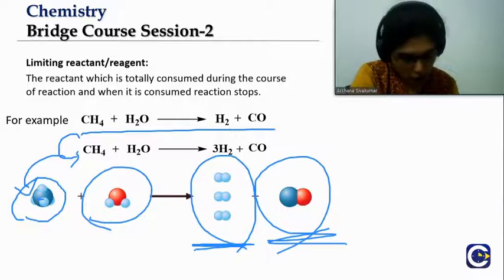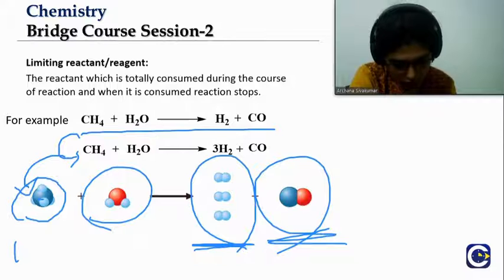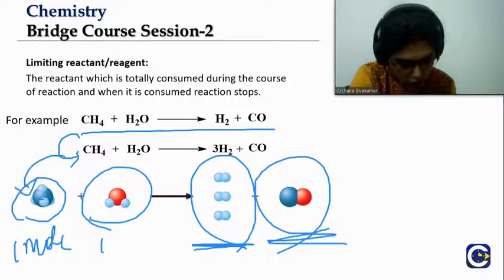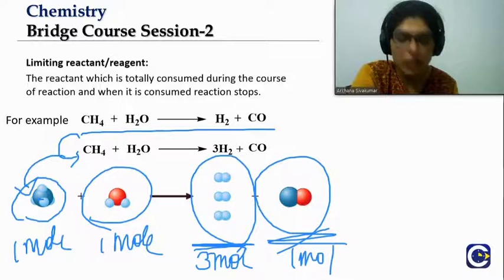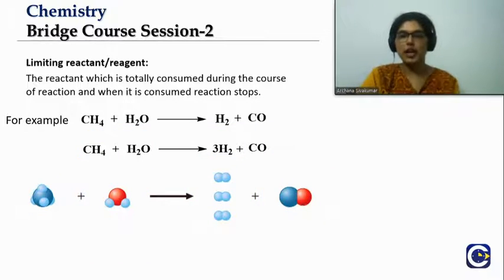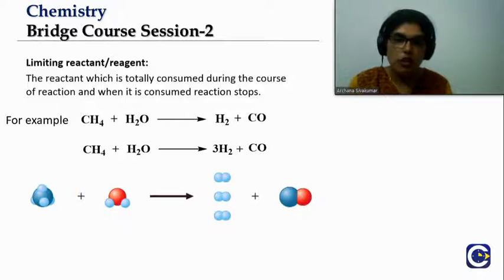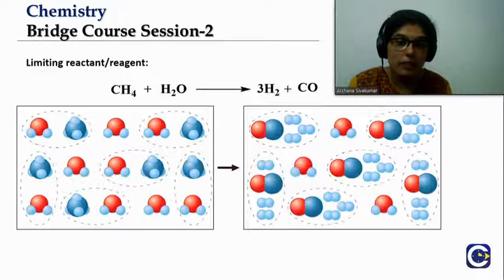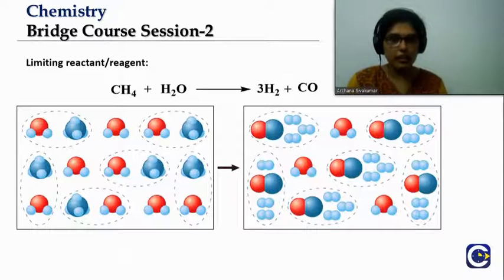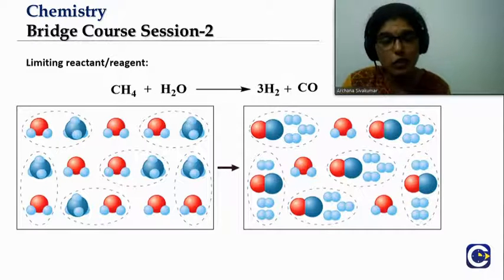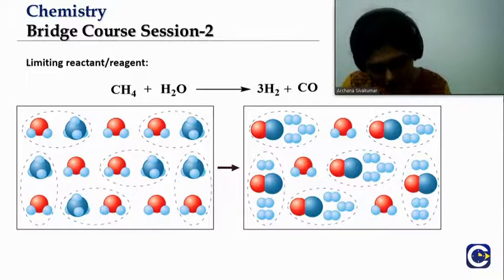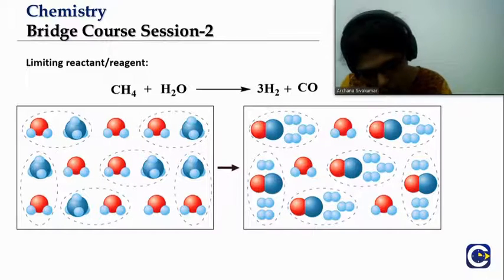Or stoichiometrically, 1 mole of this will react with 1 mole of this to give 3 moles of this and 1 mole of carbon monoxide. So this is what the stoichiometric analysis represents, isn't it? Now let's see what a limiting reactant is. Every time I'm not going to use exactly 1 mole. I'll be using a bit more or less, right? So let's see. They have taken some amount of molecules here.